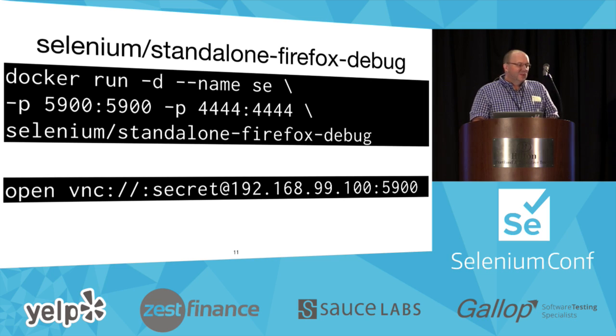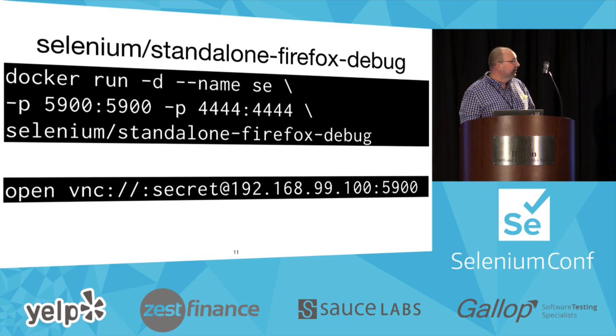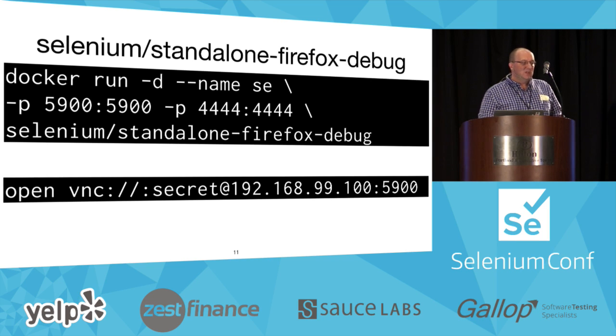All right, so this is for you guys to try later on. This is how you run a Docker run standalone. You can just copy and paste it into your command line and run it on your local machine, poke around, see a VNC.